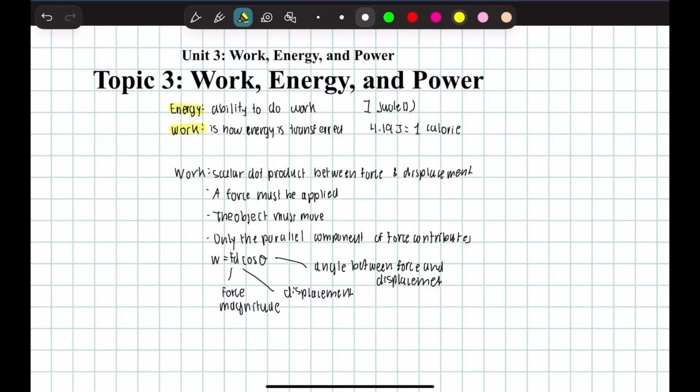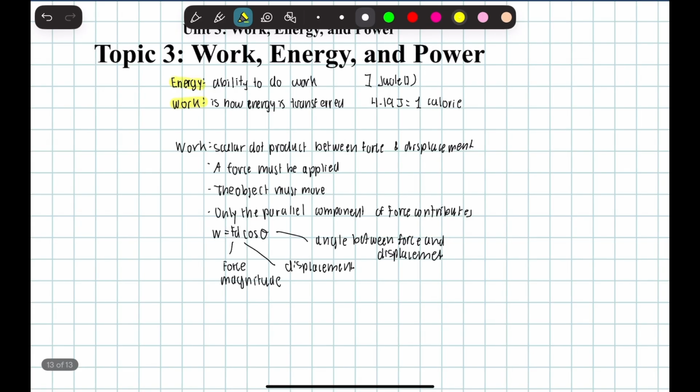In this video, we'll be going over topic 3, work, energy, and power. So let's start off with what energy is. It's the ability to do work and is measured in joules. Work is how energy is transferred, and 4.19 joules is equal to 1 calorie, which is the conversion rate.